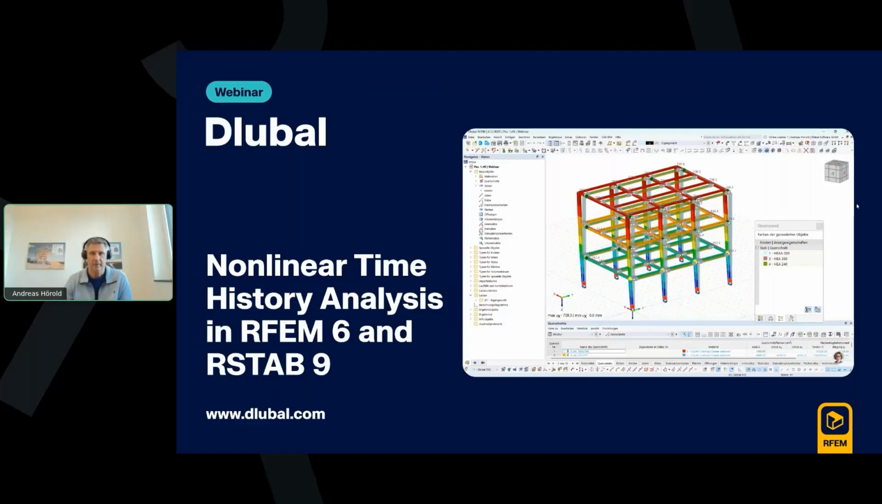The topic of today's webinar is non-linear time history analysis in RFEM 6 and RSTAB 9. Quite a new feature. Just enjoy the webinar.